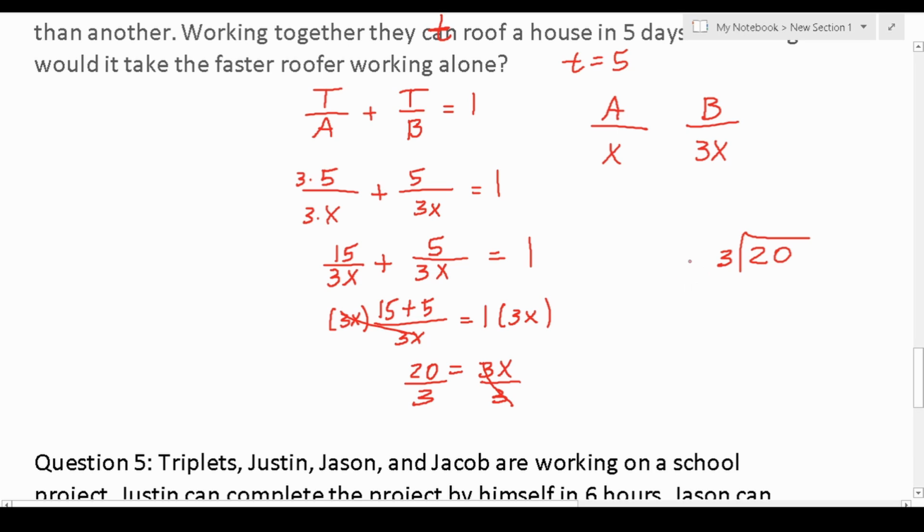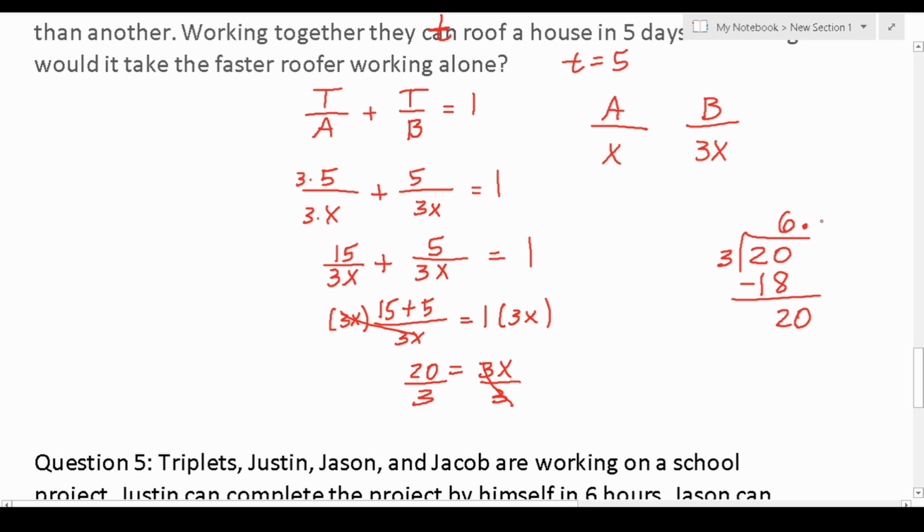And once we work this out, we'll figure out how long it will take this faster roofer to roof the house working alone. 3 goes into 2? It doesn't. 3 goes into 20 6 times without going over. 3 times 6 is 18. 20 minus 18 is going to be 2. Let's add a 0 since we know 3 doesn't go into 2. When we add that 0, we have to bring up a decimal.